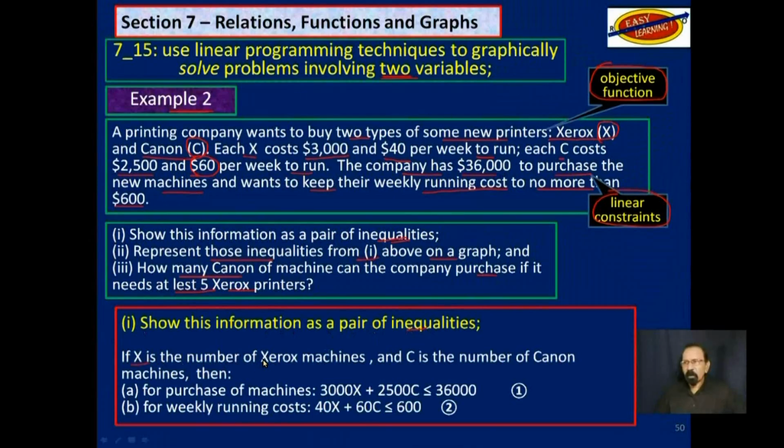If X is the number of Xerox machines and C is the number of Canon machines, then for purchase, 3,000 times X plus 2,500 times C must be less than or equal to 36,000. That's the amount of money you have to spend. And secondly, for weekly running costs, 40X plus 60C must be less than or equal to 600. So you have the two inequalities. And that may be the hardest thing about this question.